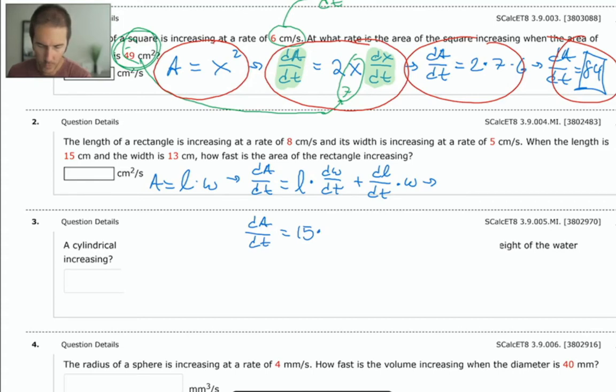So the length that they give us is 15. The rate of change of the width that they gave us is 5 centimeters per second, plus dl/dt is 8 times the width that they gave us, which was 13. So dA/dt equals 75 plus 80 plus 24 is 104. Double check my arithmetic. I'm not very good with arithmetic. Is equal to 179.